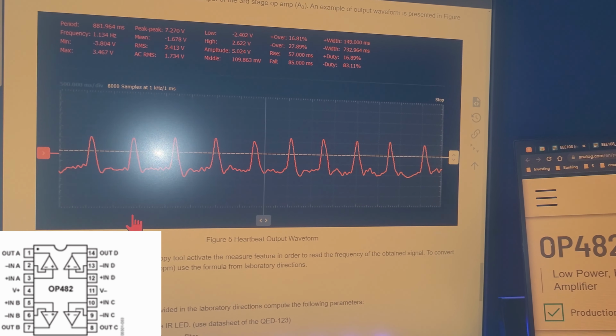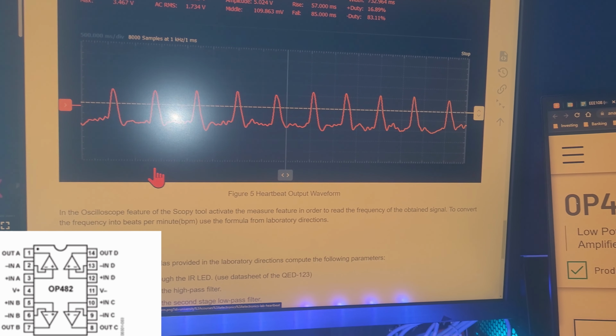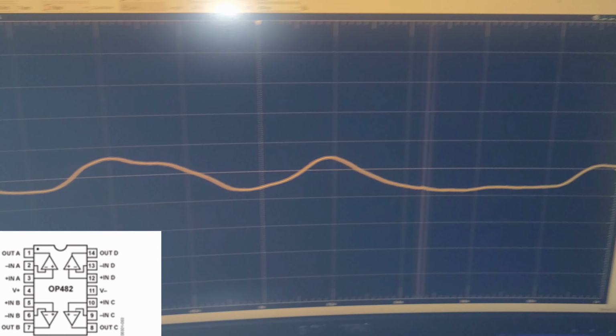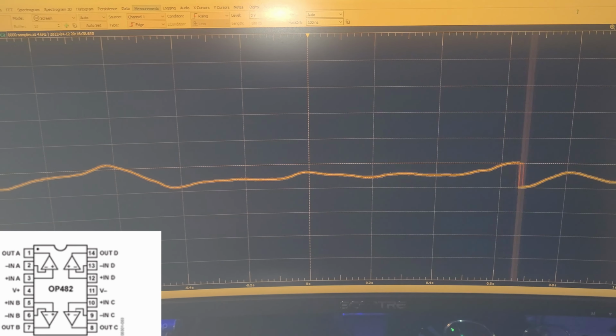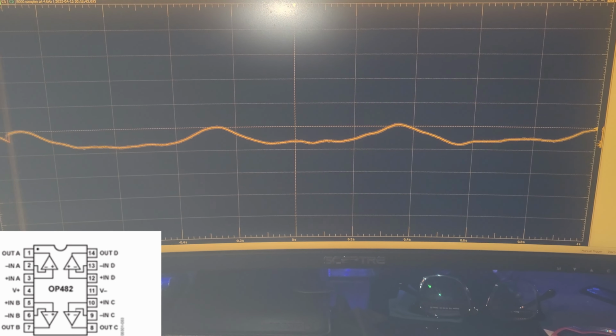If we look at the graph that they provide, the output looks something like this. And if I put my fingerprint or my finger over our sensor, I'll bring it back in a second to get a good look. That's what it looks like. It's going to look something like this. So it's pretty similar. It can be seen as far off, but I think it's pretty similar.